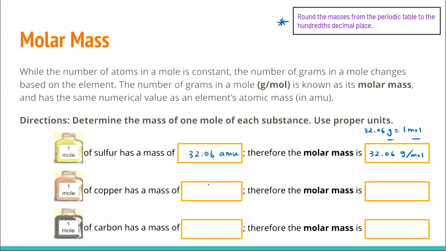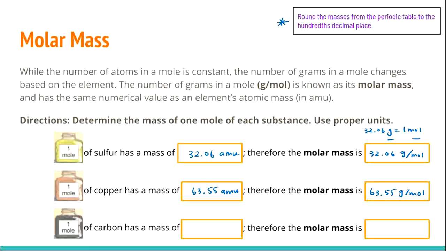I'm going to take that number to the 100th place. If I need to round up, you're going to round up. So copper has a mass of 63.55 AMU. Therefore, the molar mass is 63.55 grams per mole. Go ahead and find carbon.